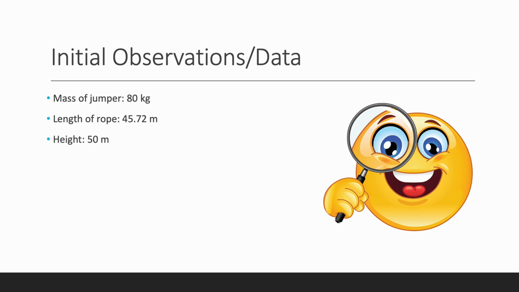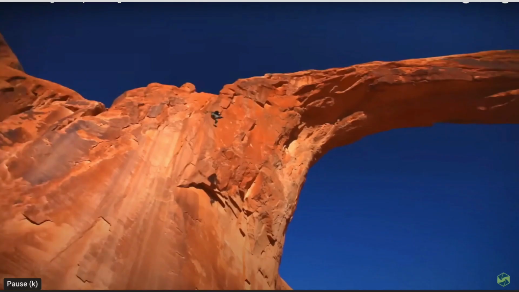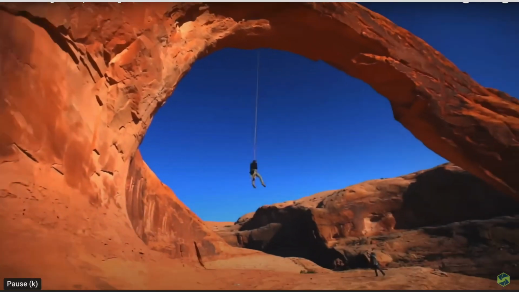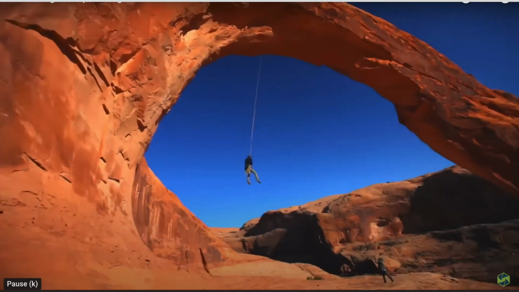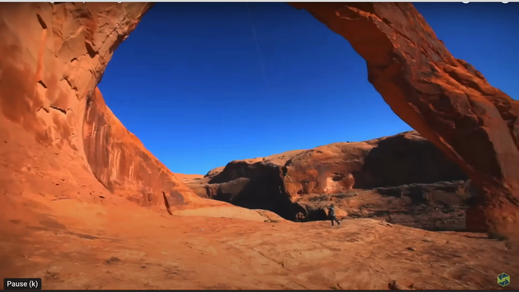Some initial observations and data: the mass of the jumper is 80 kilograms, the length of the rope is 45.72 meters, and the height is 50 meters. This is all gathered from the video, which I'll now show. It's a very short video, but it tells us exactly what we need to know in terms of how fast the person is falling at the end and how high they actually start.